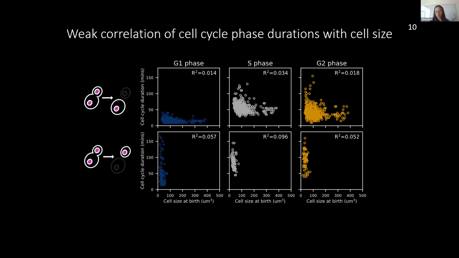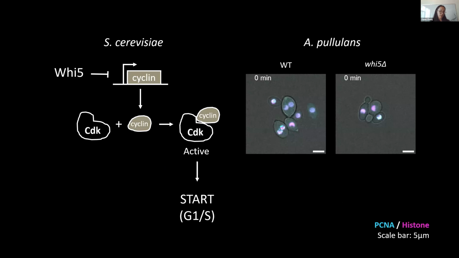The other thing we could do is to ask what about those molecules that we know to regulate, or are important to regulate, the size threshold in cerevisiae. So that brings us to the Whi5 gene. In Saccharomyces cerevisiae, at the simplest level, Whi5 inhibits cyclin, specifically CLN1 and 2 expression, to inhibit or delay the G1/S transition until the cell has reached a size threshold.